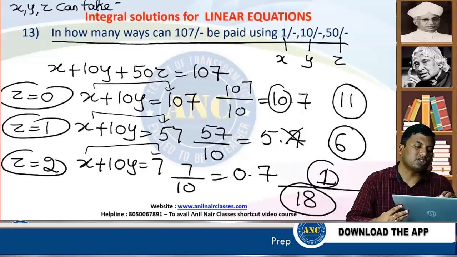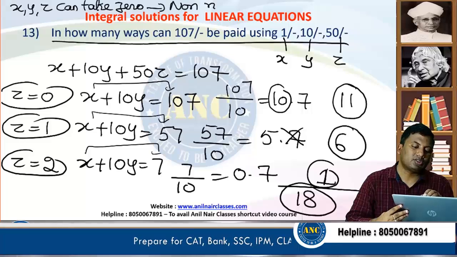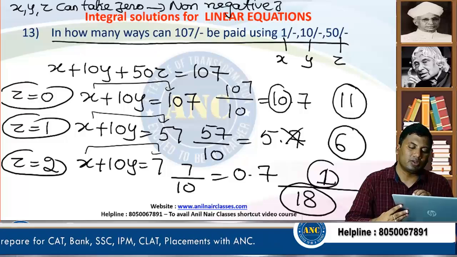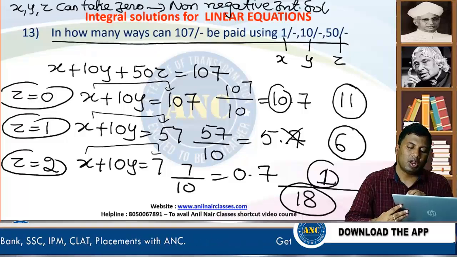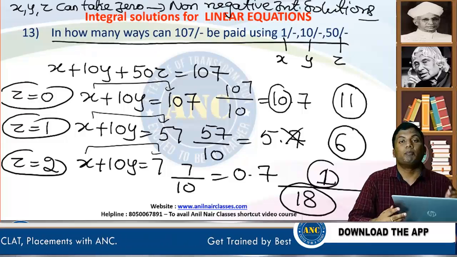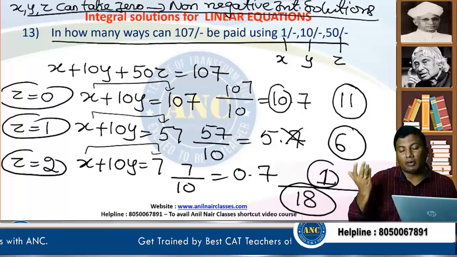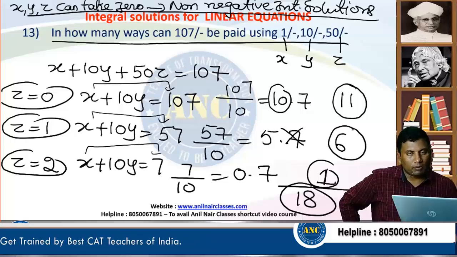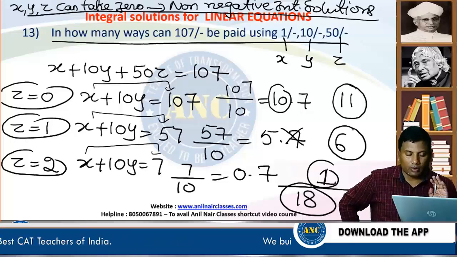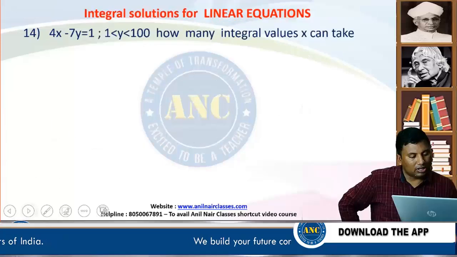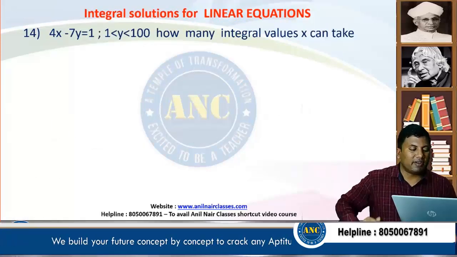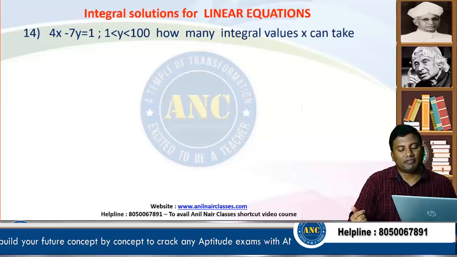Because it can take 0, I have to use non-negative integral solution. I will use non-negative integral solutions because it is not mentioned that at least one coin should be taken. No coin can also be taken. 13th one, I hope it is clear. 14th one. What if none of them is a factor?